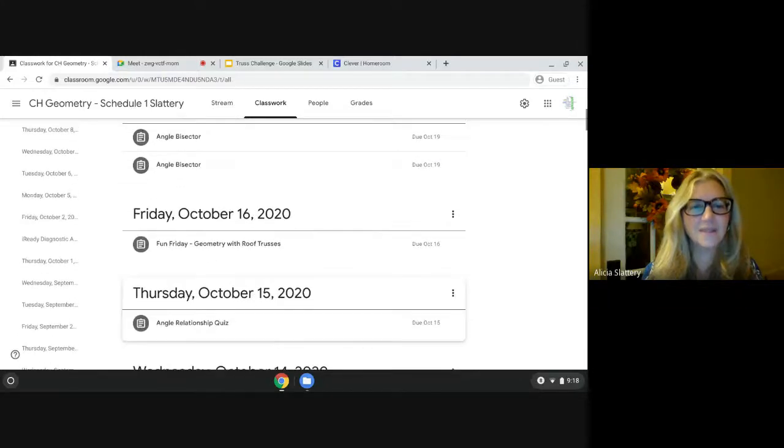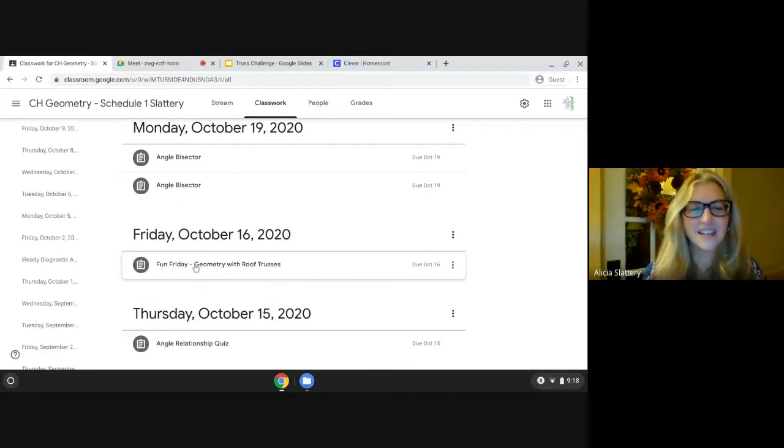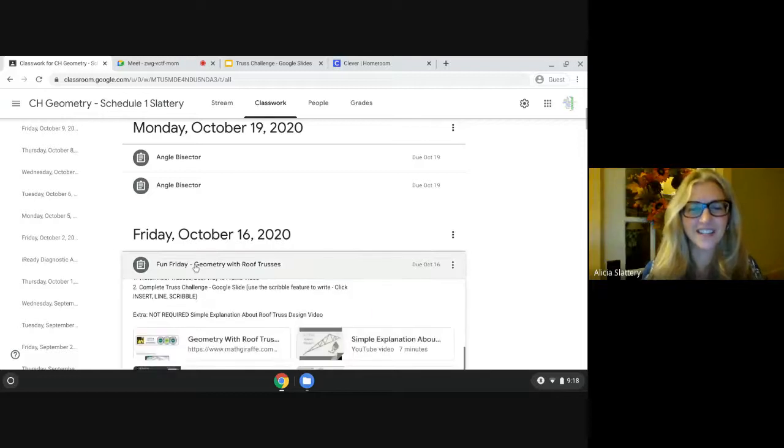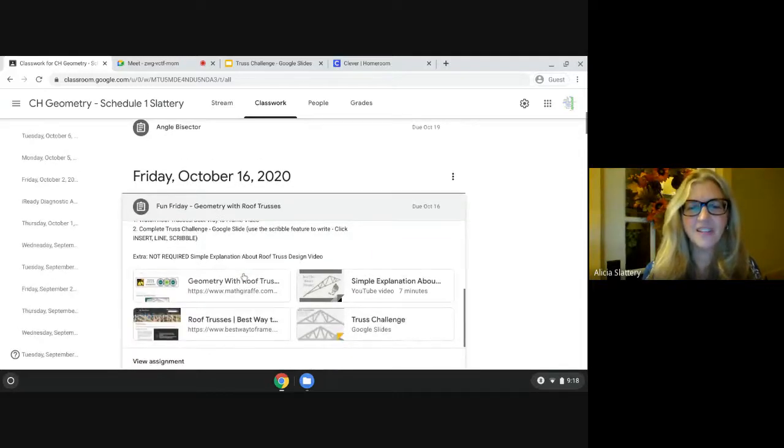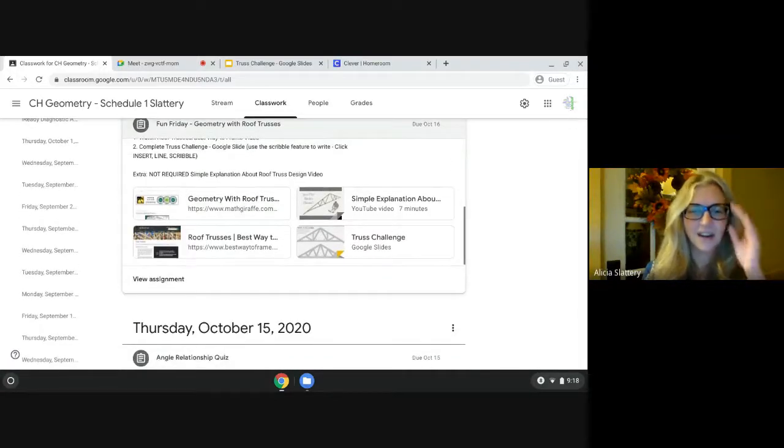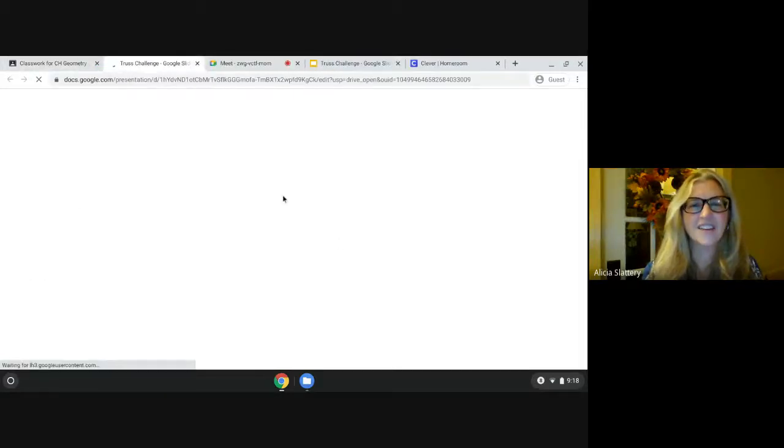And this Friday was one of my favorites. We did geometry with roof trusses. So I really try to get those real world examples. When am I going to use this? Why do I need to know this? Well, for all of you that are going into the construction field, anybody being an architect, right? I posted the video, but then there's also this challenge. So they'll click on this, roof trusses, and it'll take us to a Google Slide.